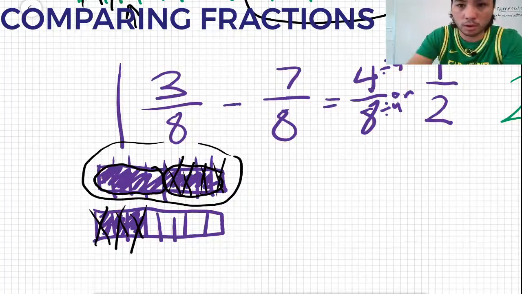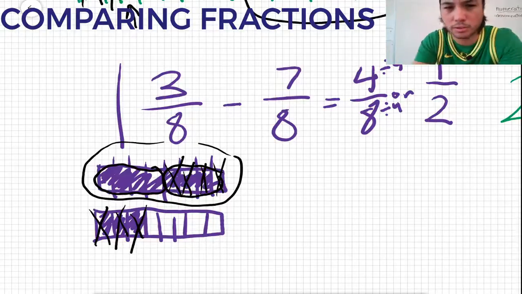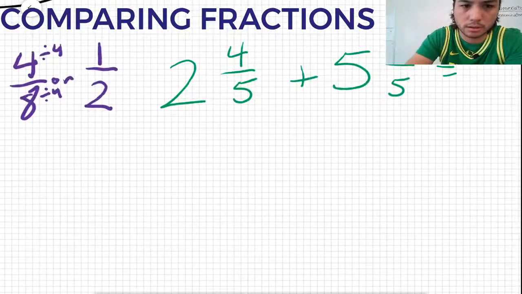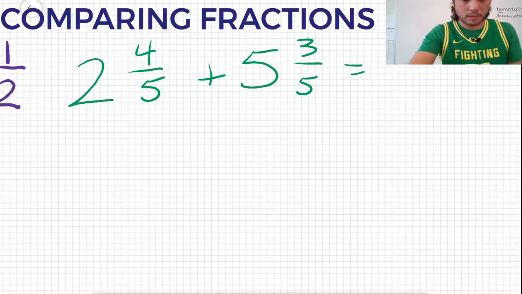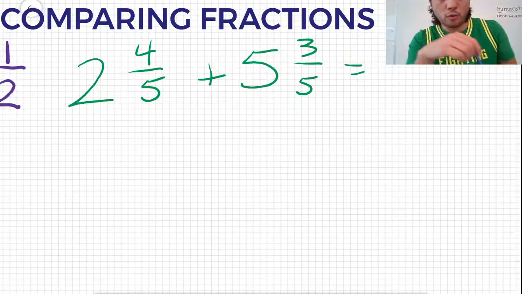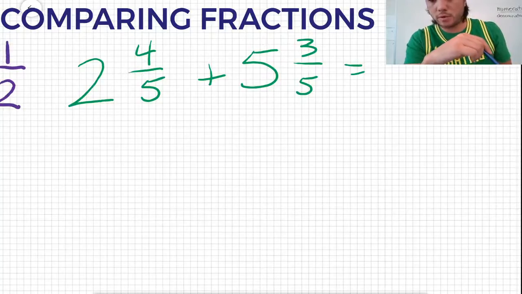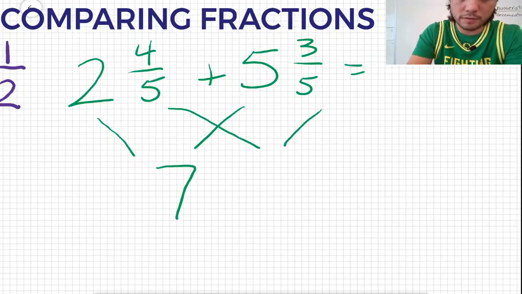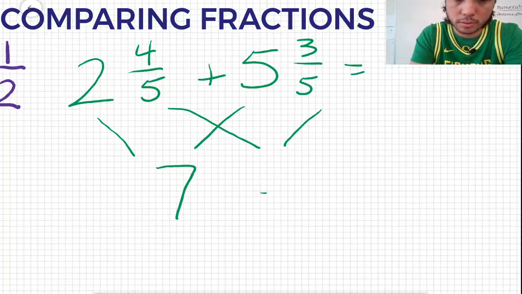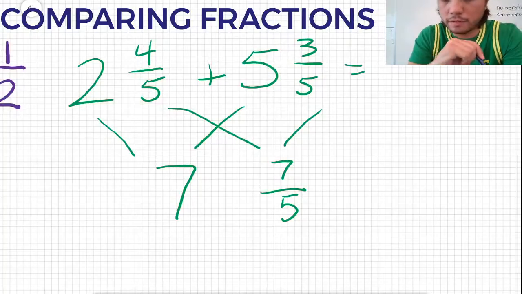Nice. Let's do one more before we get out of here. Should we do addition or subtraction? Let's take a look. Well, these are pretty quick. We'll do them both. So again, 2 4/5 plus 5 3/5. Okay? 2 plus 5 is 7. 4/5 plus 3/5 is, keep your denominator the same, and it's 7/5. Oh, take a look at that.